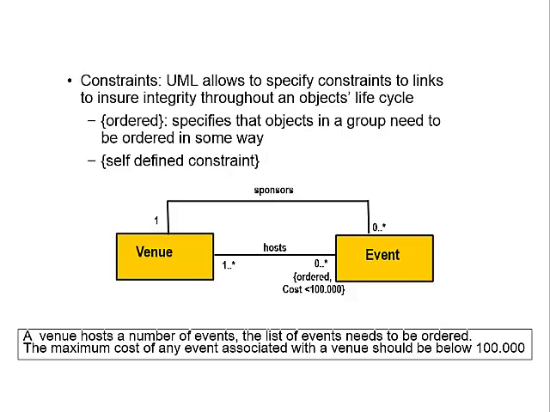UML also allows to specify constraints to links to ensure integrity throughout an object's lifecycle. Here you can see an example of that. We can specify that the objects in a group need to be ordered in a particular way by adding the ordered qualifier. We can also add any types of self-defined constraints. So here you can see that a venue hosts a number of events, and the list of events needs to be ordered. The maximum cost of any event associated with a venue should be below 100,000, and you can see that this is also clearly specified in our UML diagram.